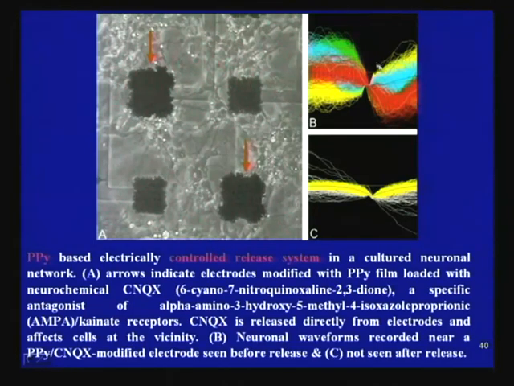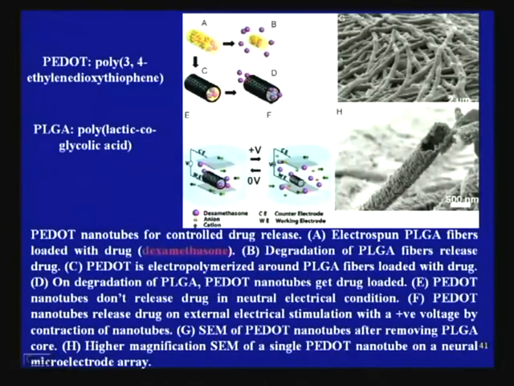Now, these are the neuronal waveforms recorded near a polypyrrole CNQX modified electrode, seen before release and after release. Those waveforms have been recorded through this image. This is very interesting. Now, I tell you the essence of this.